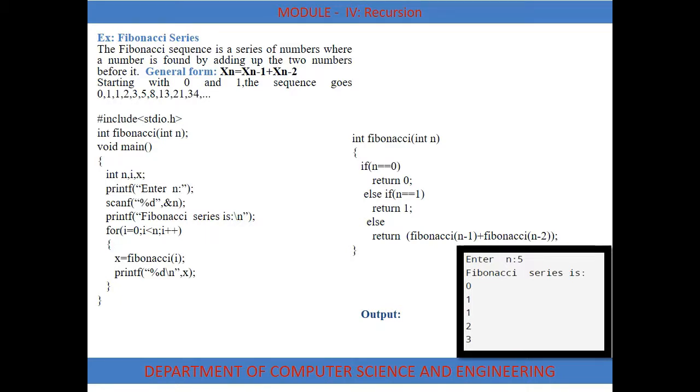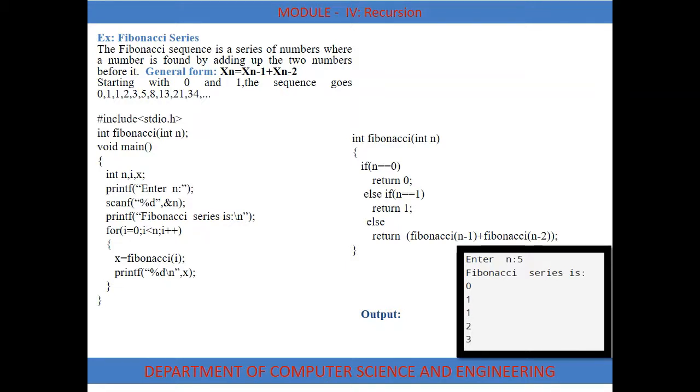Now again we need to find out the value of Fibonacci of 1 and 0. So call the function. For the function we are passing the value 1. So now n is equal to 1. Check the condition. Is 1 equal to 0? No. Go for the else if part. Is 1 equal to 1? Yes. So return 1. That is, Fibonacci of 1 is 1.